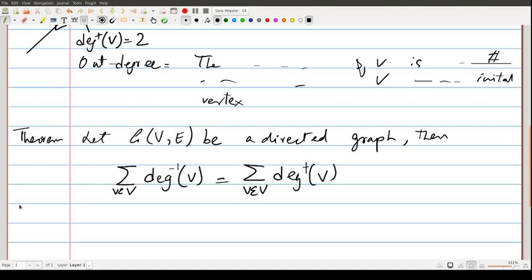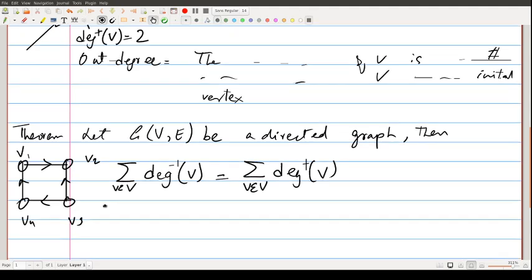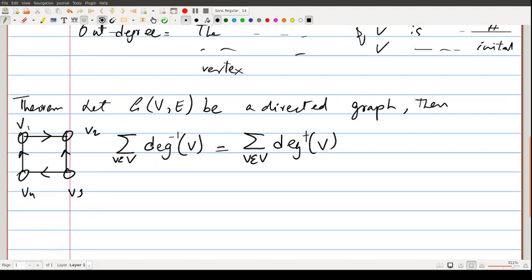So for example, let's suppose I have this simple graph, with vertices V1, V2, V3, V4 and edges 1, 2, 3, 4. If I start taking the in degrees of all the vertices, for V1 the in degree is 1 because there's only 1 coming in. In degree for V2 is 2, in degree for V3 is 0, and in degree for V4 is 1. So if I sum them up, I get 4.